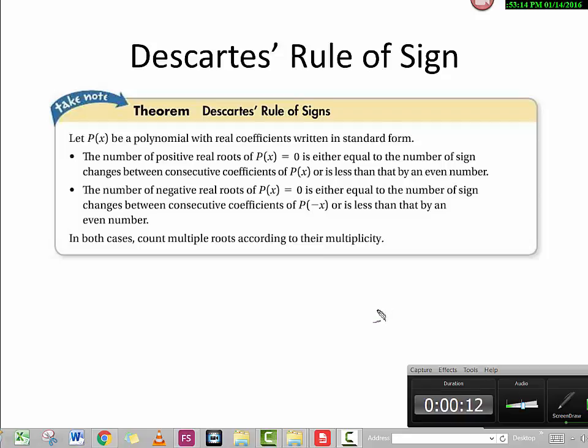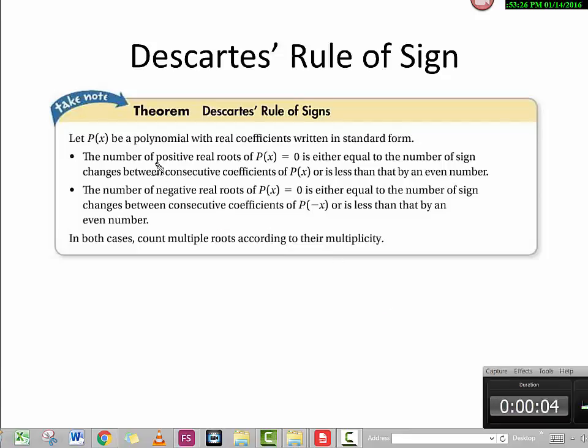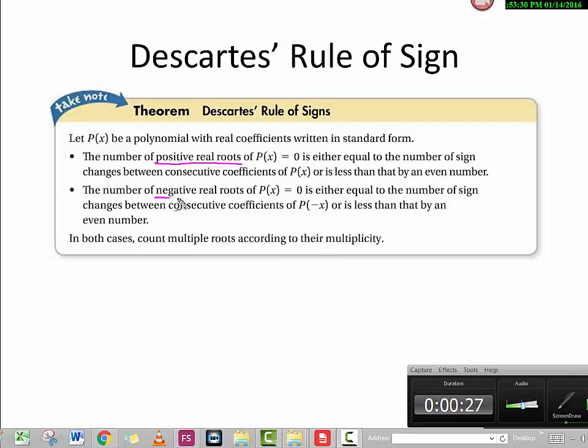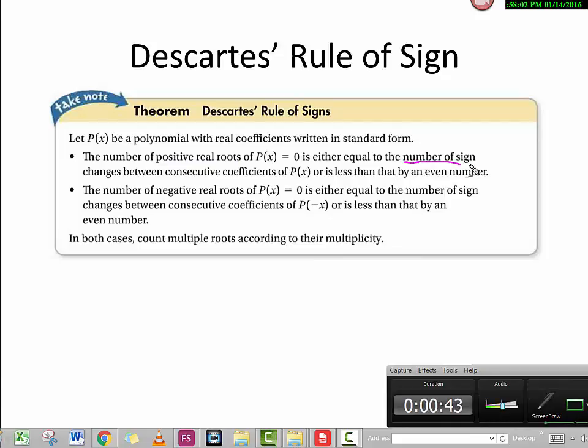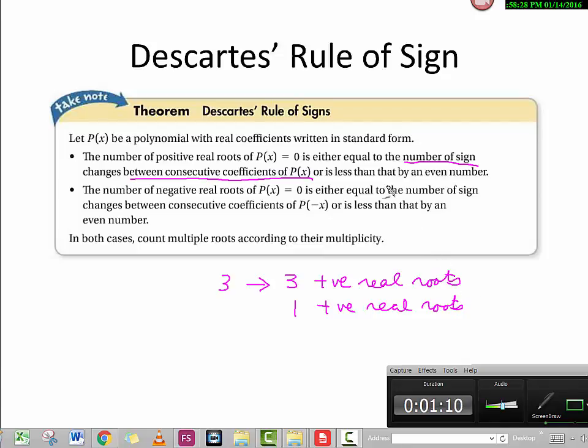The last concept that we're going to learn in this unit is Descartes' rule of signs. What it means is, based on this rule of signs, we can guess the number of positive real roots and the number of negative real roots of a polynomial function. How does it work? All you need to do is count the number of sign changes between the consecutive coefficients of p of x. Say if you got the number of sign changes 3, then you're going to have either 3 positive real roots or 1 positive real root. You cannot really tell, you can only guess. It's easier for me to show it to you in an example in the next slide.